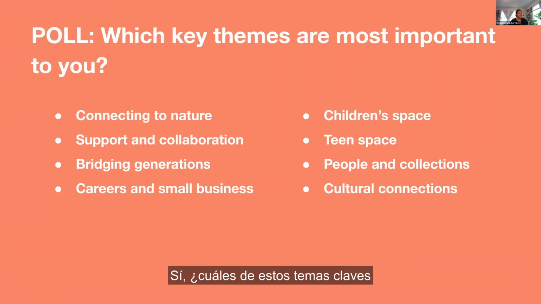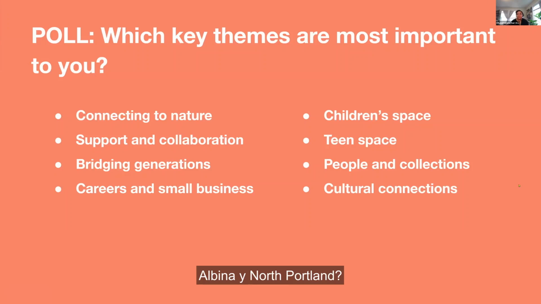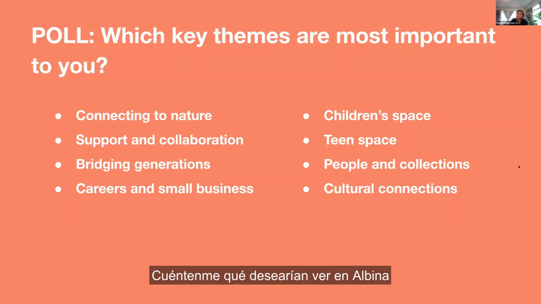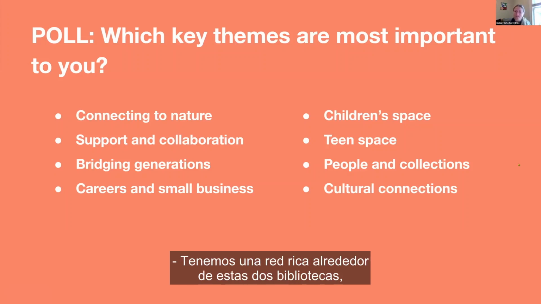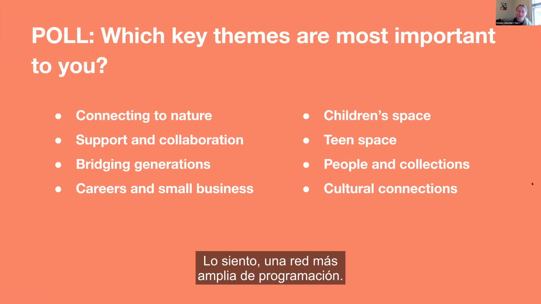Which of these key themes do you think are most important in these two new library spaces that we're creating, Albina and North Portland? And if you think different things for different libraries, put it in the chat. Tell me what you'd like to see at Albina versus what you'd like to see at North Portland. We have a rich network around these two libraries, and recognizing that the Albina Library location is catty corner from the Dishman Community Center, we're able to work with them to provide a more broad network of programming.